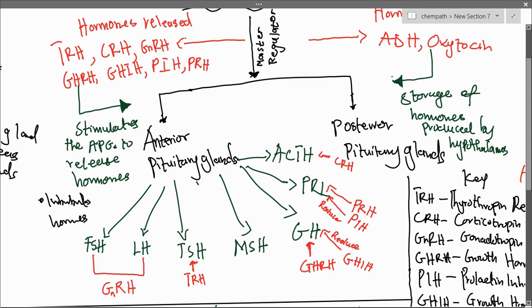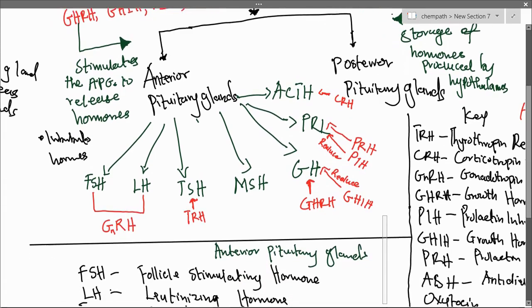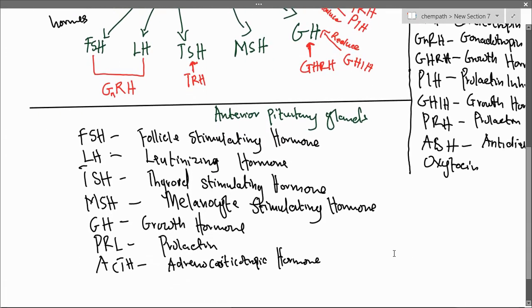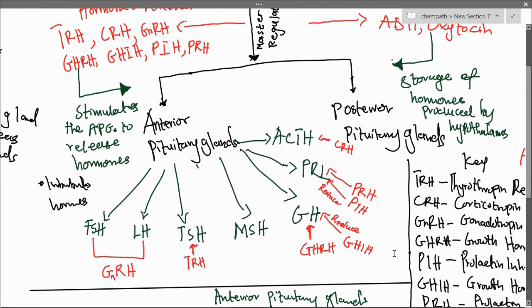prolactin. Then we have the adrenocorticotropic hormone. So these are the hormones that are stimulated when the hormones from the hypothalamus interact with the anterior pituitary gland.